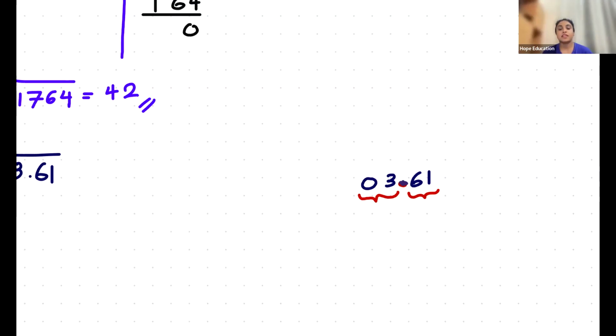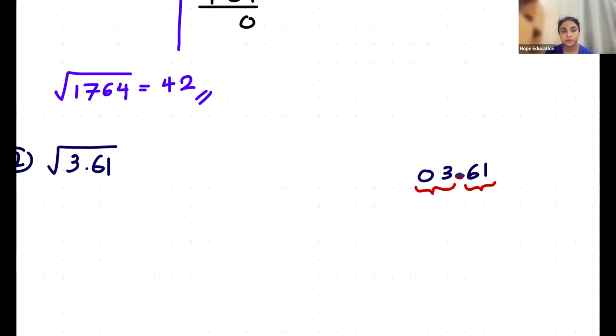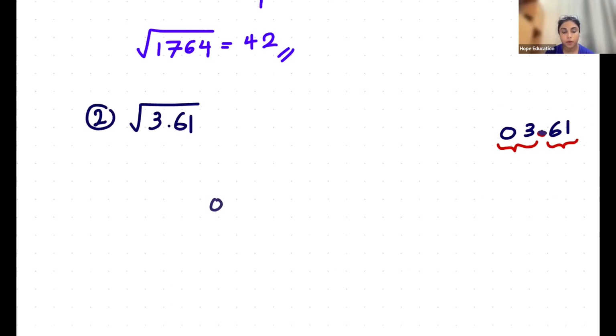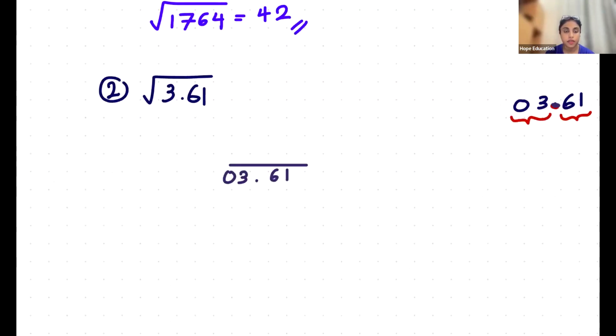Okay. Now these are my pairs: 0, 3 and 6, 1. So I put 0.3, 61. Now, look at how I do it here. I first focus on my first two numbers, my first pair. My first pair is 0 and 3.